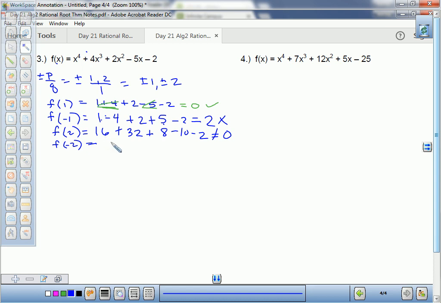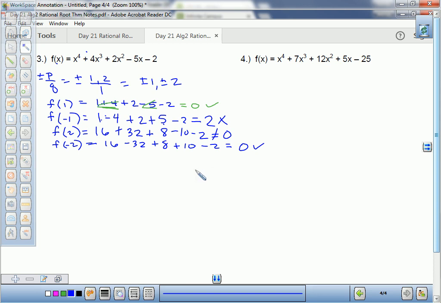Negative 2 to the 4th is positive 16. Negative 8 times 4 is negative 32. And then positive 8. And then positive 10. And then negative 2. So this is negative 16. And 18 is positive 2. Minus 2 is 0. That one does work. Okay. Because I had done all the math, we could assume that the last one worked.